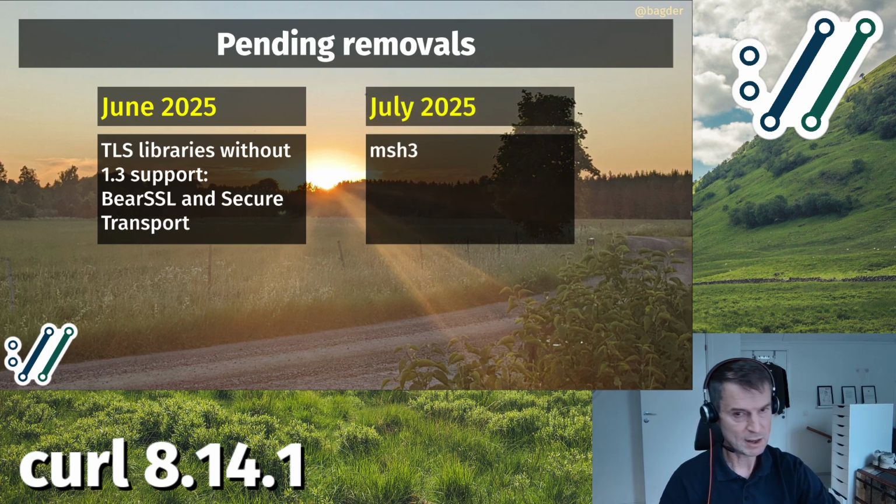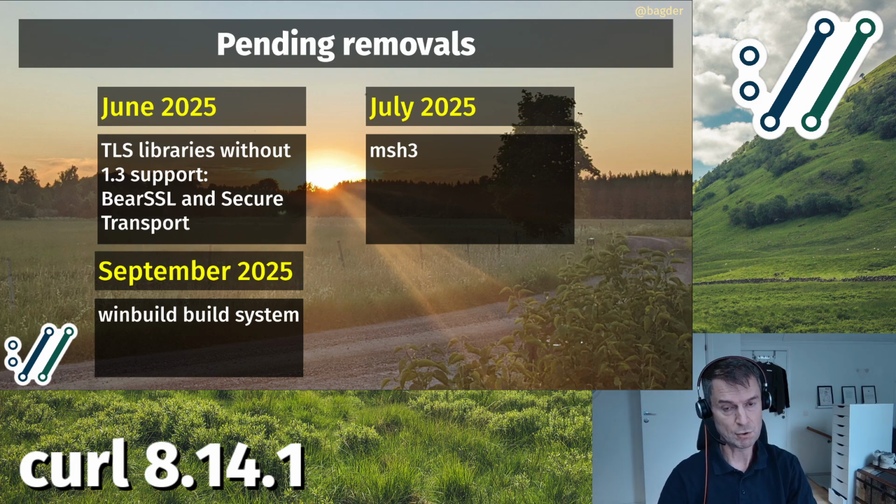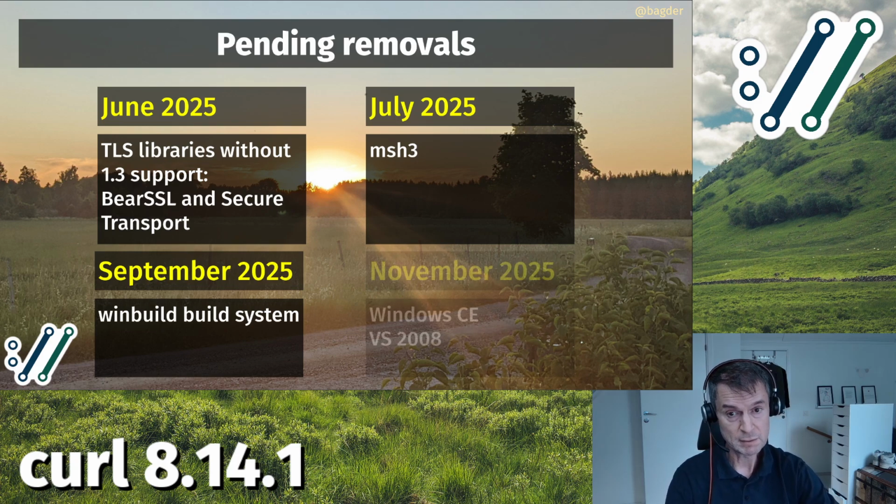So away they go. And then the following month, we're going to remove support for MSH3, which is an HTTP/3 library that doesn't quite work in curl. No one is working on it. No one is going to be sad about us removing support. We're just going to be happy because it makes our lives slightly easier and simpler. Later this year, we remove support for the winbuild build system. So if you're building curl on Windows, don't use the winbuild system. Switch over to the CMake build system. And CMake can actually generate files for you to build with whatever else you want to build with.